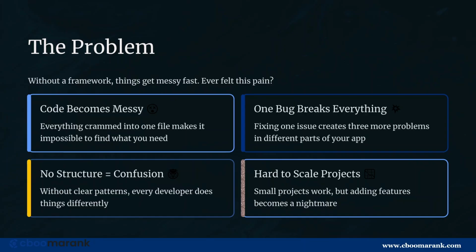So our main reason for using Laravel is to prevent those problems that we have already discussed, like code becoming messy, with no structure. That means confusion. One bug breaks everything. Fixing one issue can create three or more problems in different parts of your app, and it's also hard to scale our project, since small projects work, but adding new features becomes difficult. So now let's move to the solution.